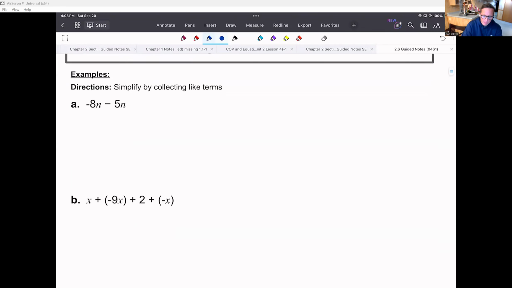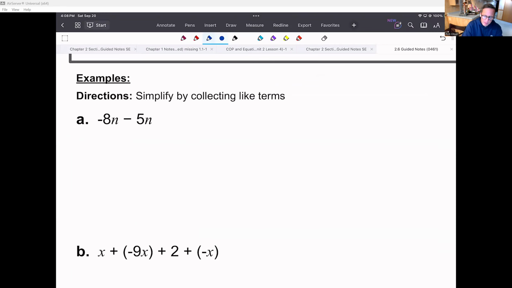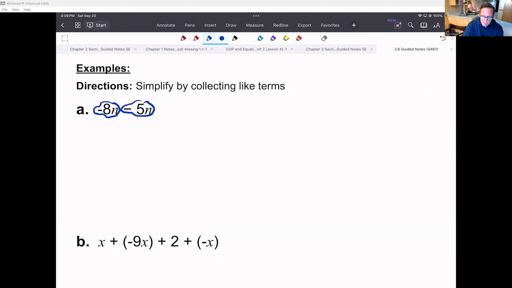All right, this first example right here. Simplify by putting my terms together. Right here, you've got negative 8n, and this is also negative 5n. When you put that together, that makes negative 13n. You can think of that as negative 8n plus negative 5n, which makes negative 13n. And that's all you can do with that one.